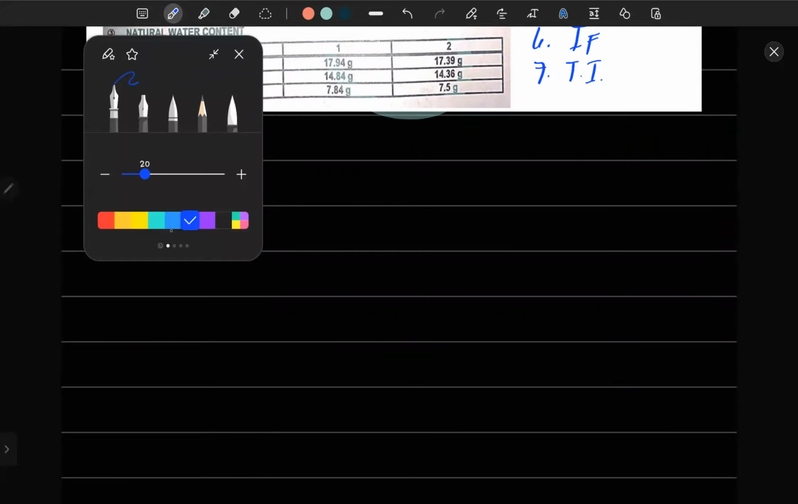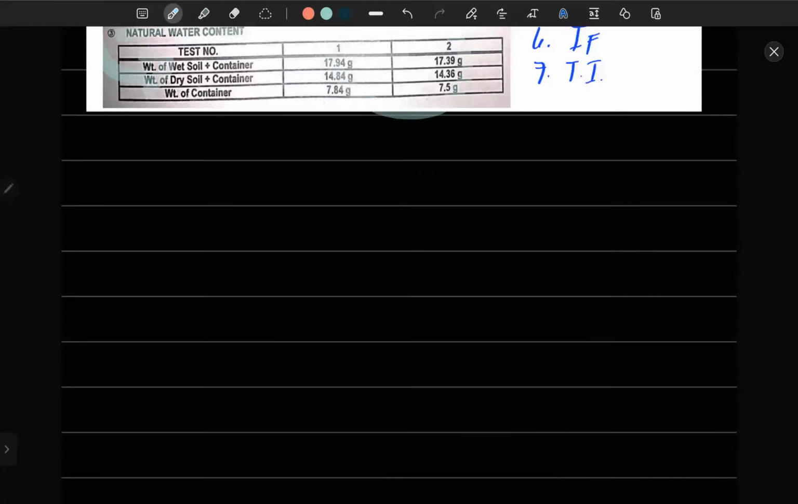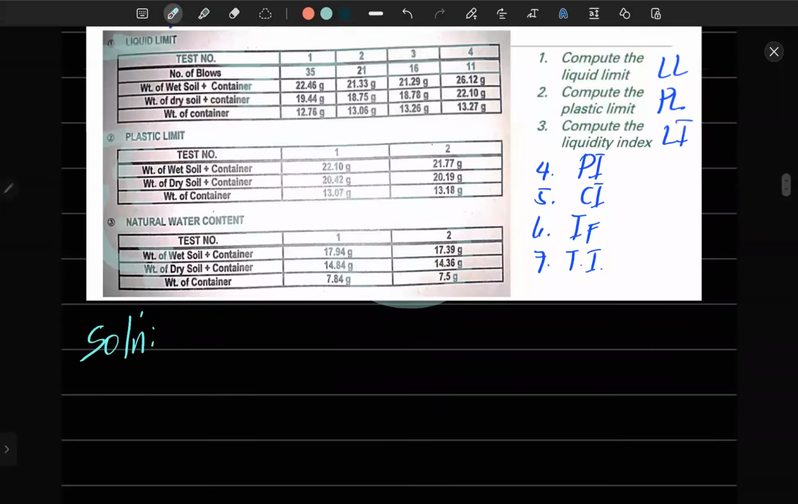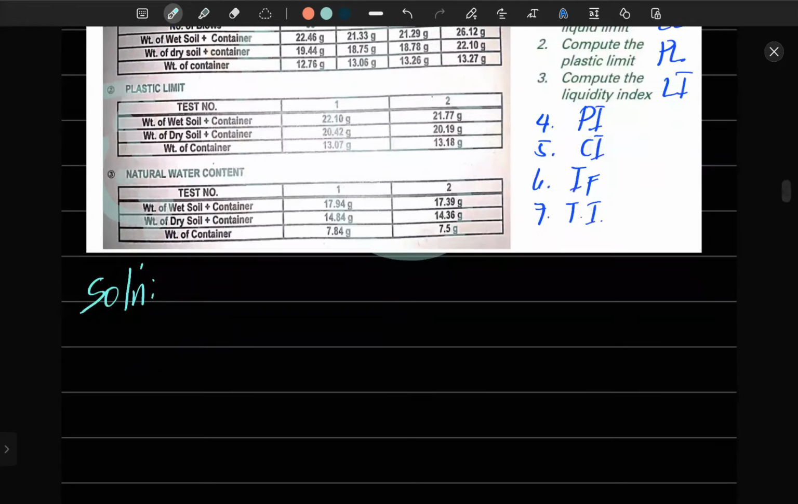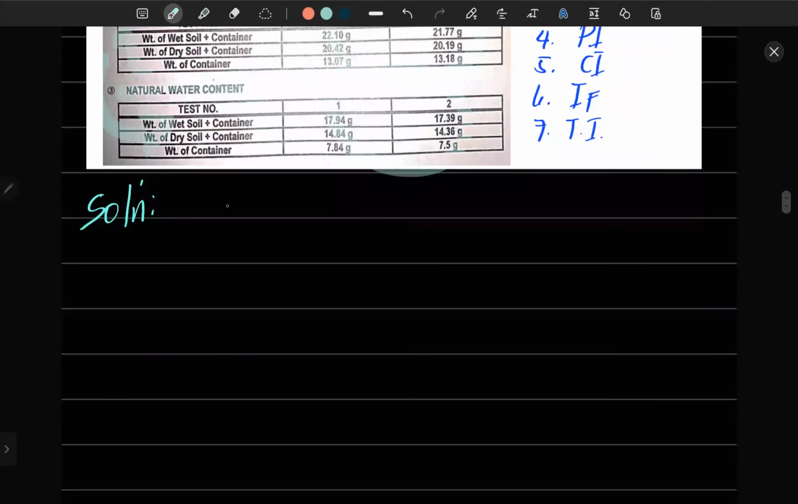For the liquid limit, we need to solve first the moisture content of the four tests. Then we can have the data for the moisture content and we can plot it later on a semi-logarithmic graph to determine the liquid limit. So we're going to solve first for test number one. We follow the equation for the moisture content, that is the weight of the water over the weight of the dry soil, times 100%.